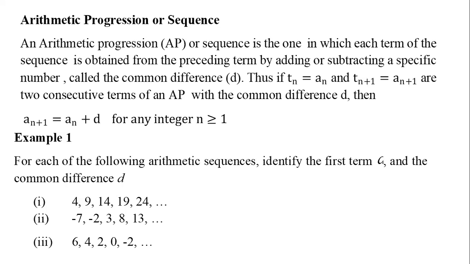The first term is 4. If I add 5 to the first term, I'm going to have 9. If I add 5 to the second term, I'm going to have 14. If I add 5 to 14, I'm going to have 19 and so on. If I ask you, what is the 8th term of that sequence?